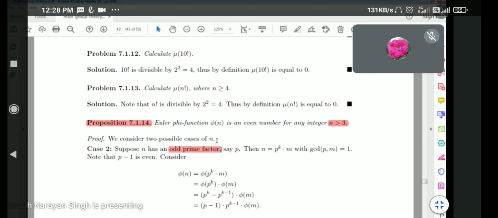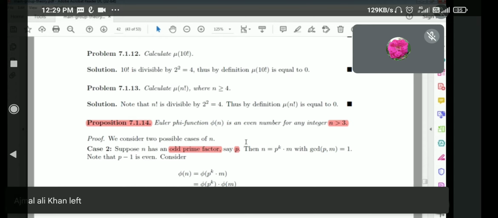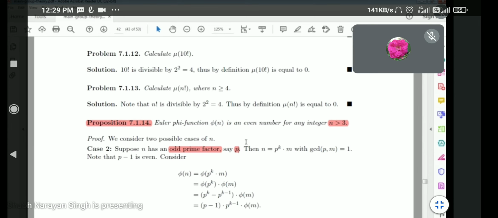So suppose we have an integer, there are only two cases. That integer can have an odd prime factor or cannot have an odd prime factor. So case-wise we are going to discuss. In the first case, I assume that n has an odd prime factor. It can have many odd prime factors, but at least one. That prime factor I call p. Factor means you can divide the number by it. So p is an odd prime factor.